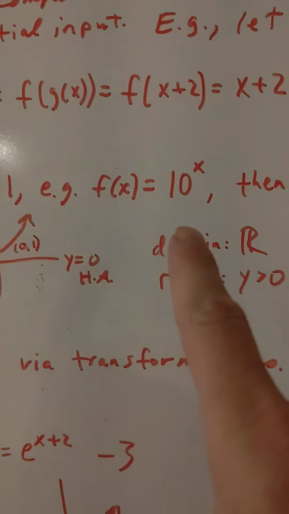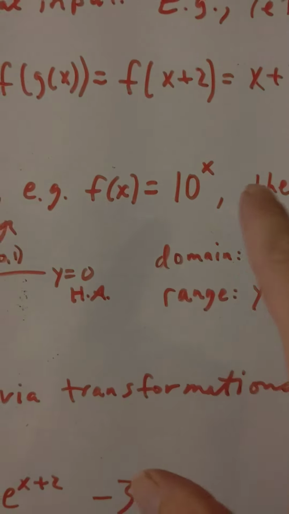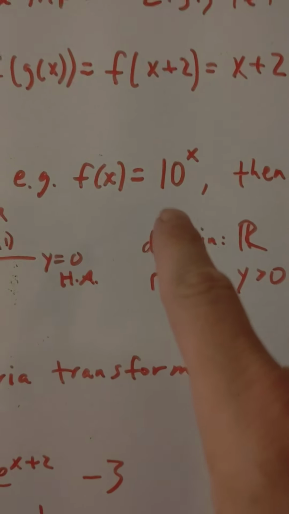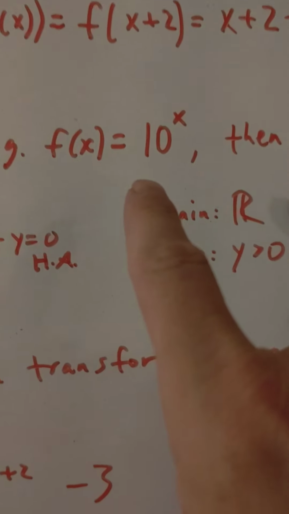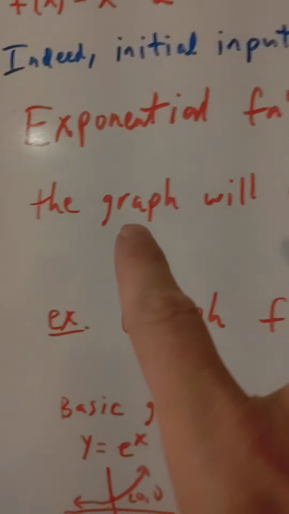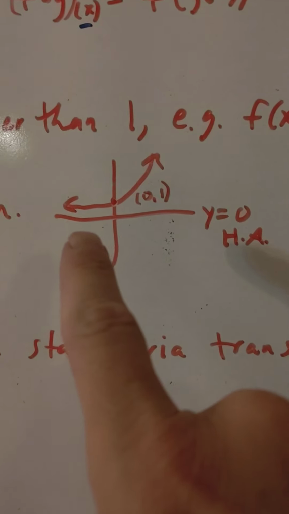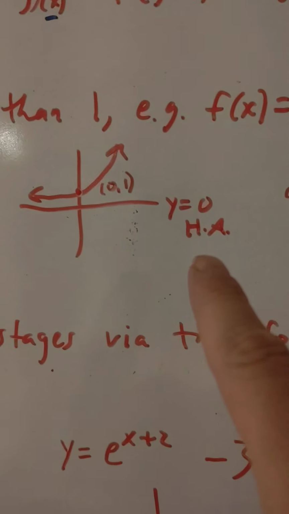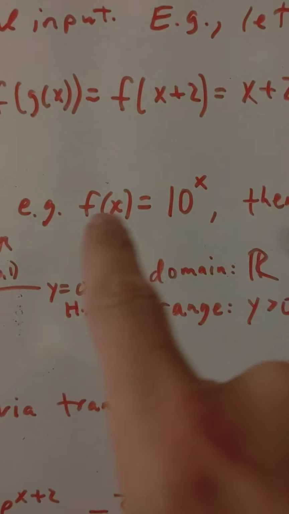So given this function, what does the graph look like? This is a basic function because there's no transformations being applied to it. No horizontal shifts or vertical shifts or reflections or any of the other transformations out there. Then the graph will be an increasing function as long as that base is bigger than 0, and it's going to look like that. You'll always have 0, 1 as your y-intercept, and y equals 0 will always be a horizontal asymptote.